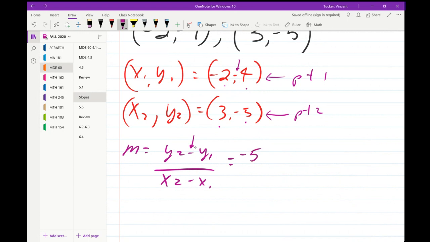Y2 is -5, y1 is -4. Make sure you don't lose a negative. There's a minus sign in the formula, and you're plugging in -4. So make sure you're careful with that. Then x2 is 3, and x1 is -2.